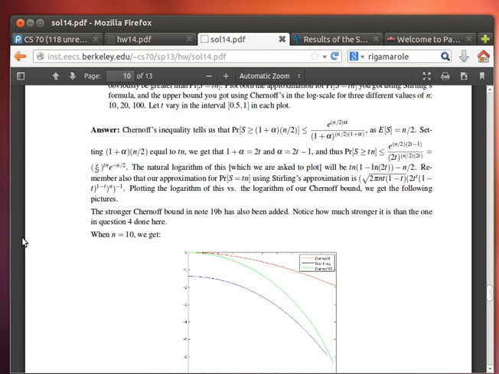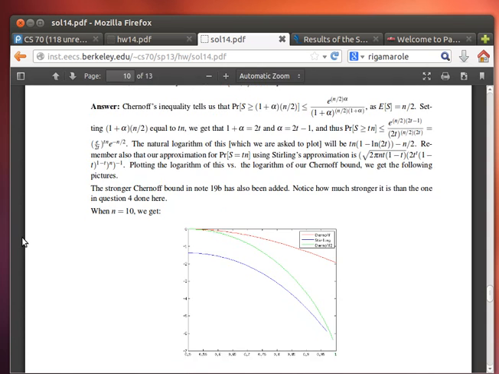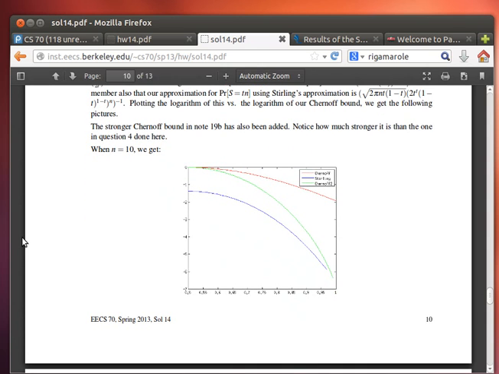Just find some plotting software, plotting app, graphing calculator, put these formulas in, slap a log in front of them, and graph them against each other. We've already done it for you. Here in this graph for n equals 10, the red line is the formula we derived from the Chernoff bound. The blue line is the Stirling approximation.